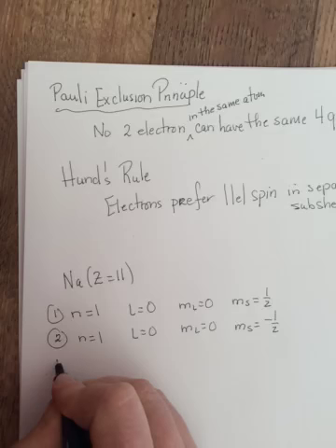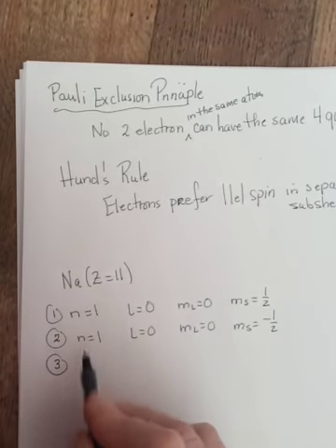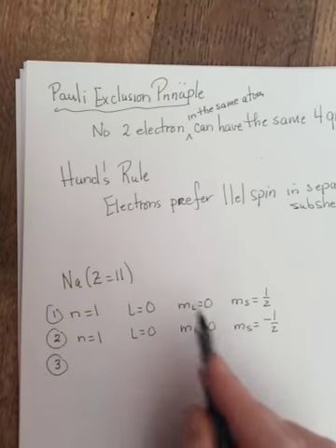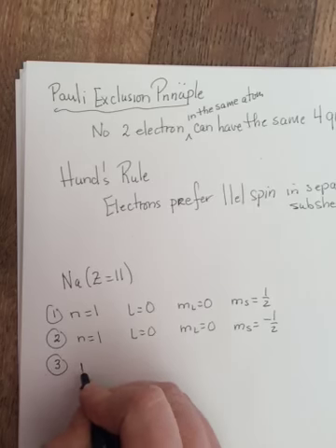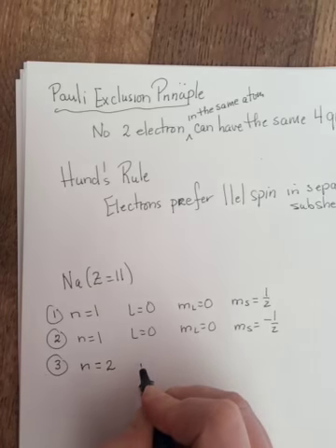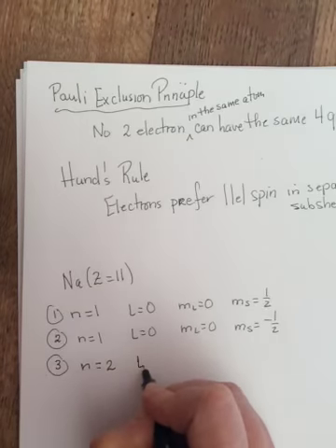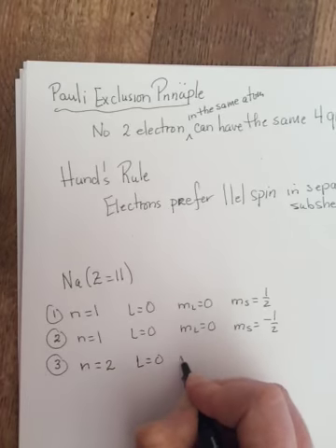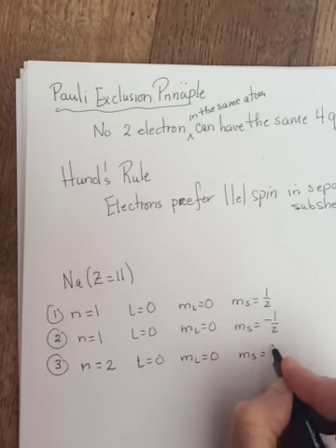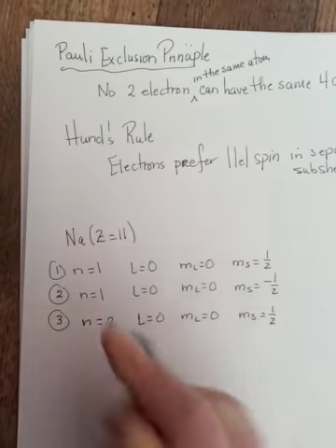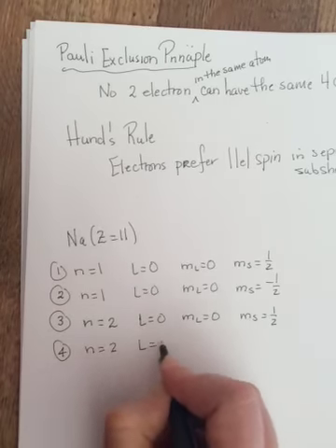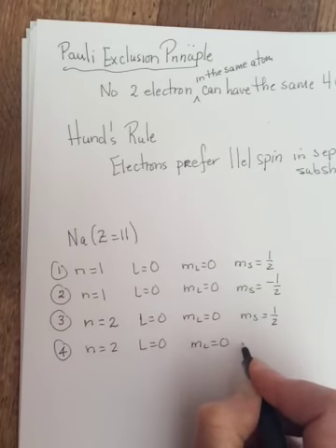Okay, so now we're about to put the third electron in sodium. Can it go into the n equals 1 shell? No, because if it does, it will end up with the same four quantum numbers as one of the first two. So it has to go to the next one, n equals 2. And when n equals 2, L can equal 0 or 1. So you always start with 0. And when L equals 0, ML equals 0. And MS can either be positive a half or negative 1/2, so we'll start with positive. The next electron in sodium will go to the same spot. It will just have the opposite spin.